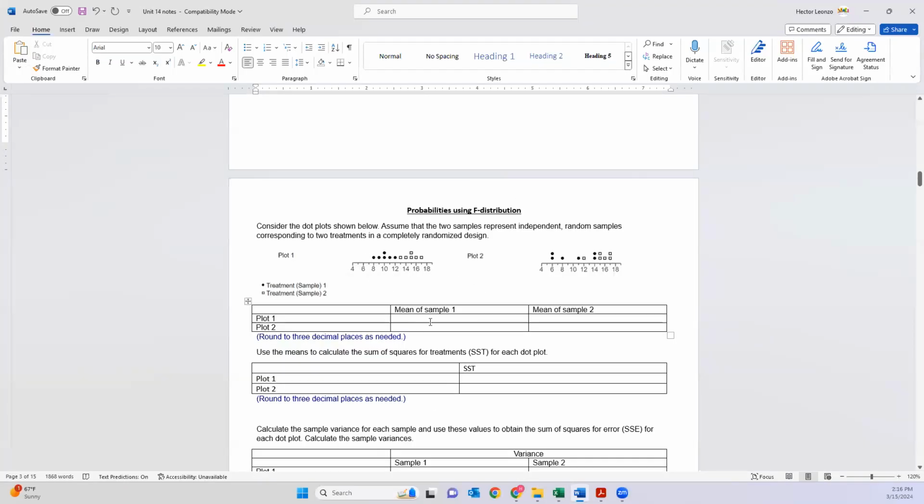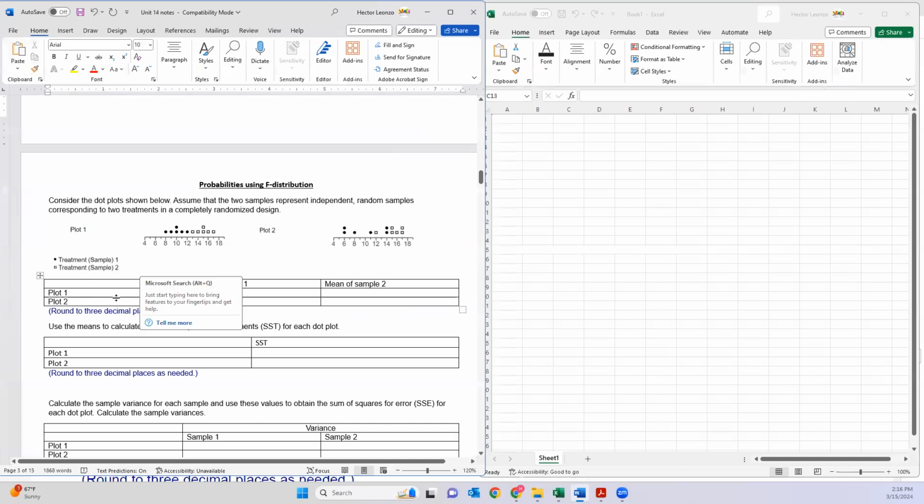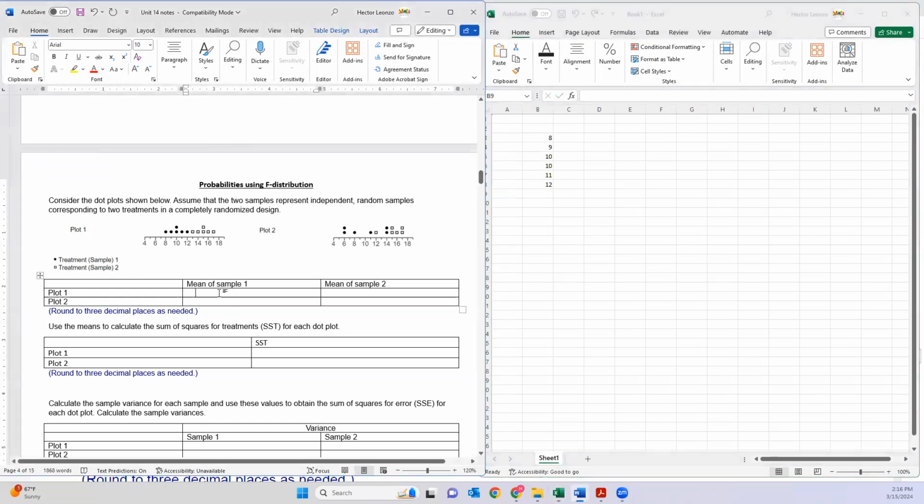So I'm going to be asking you guys to complete these tables here, right? So we're going to do completing of these tables. The first thing I see on my plot one, and it says mean of sample one. You guys notice, sample one are the black ones, and I want to do the average or mean, however you guys want to call it, of those numbers. So let me do here on Excel. Let me do my numbers. We can read those dot plots. My numbers are going to be 8, 9, 10, 10, 11, and 12. Right? I'm just looking at plot one, sample one, and I have to find out the mean of that.